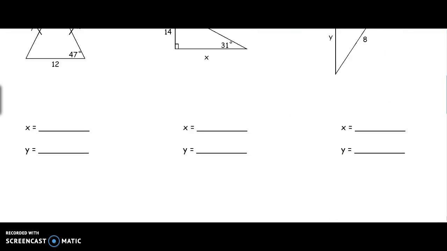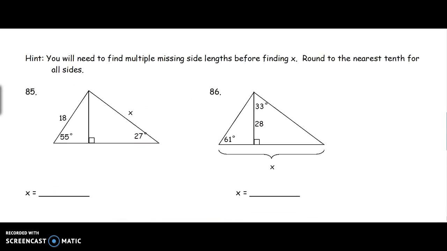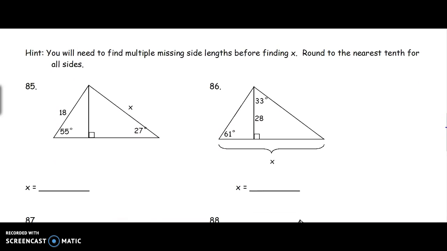I want to do one more problem with you, and that problem is number 85. So think of how we did our right triangle trig, where we had to start at one side of a triangle and work our way to the other. So our first triangle we're going to start with is on the left-hand side. So we need this piece here. So if 55 is our reference angle, across is the opposite, and the 18 is our hypotenuse.